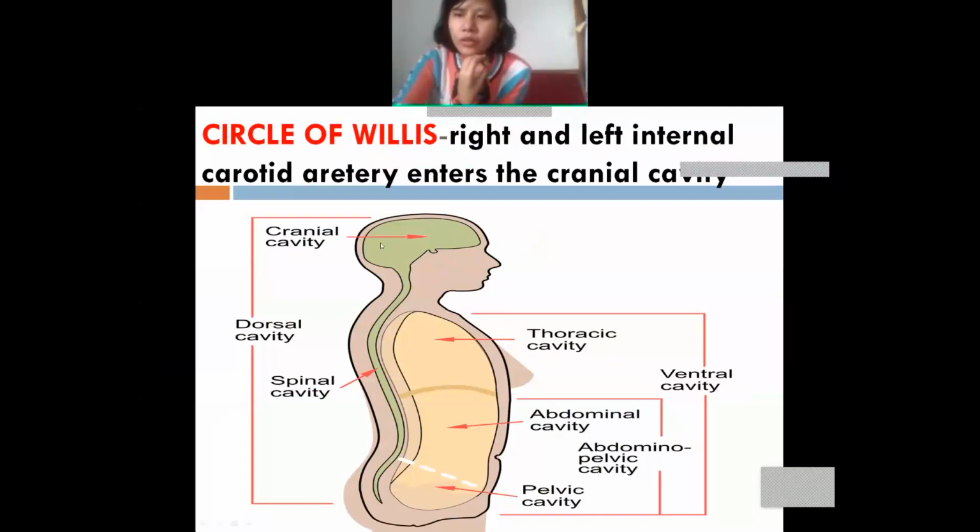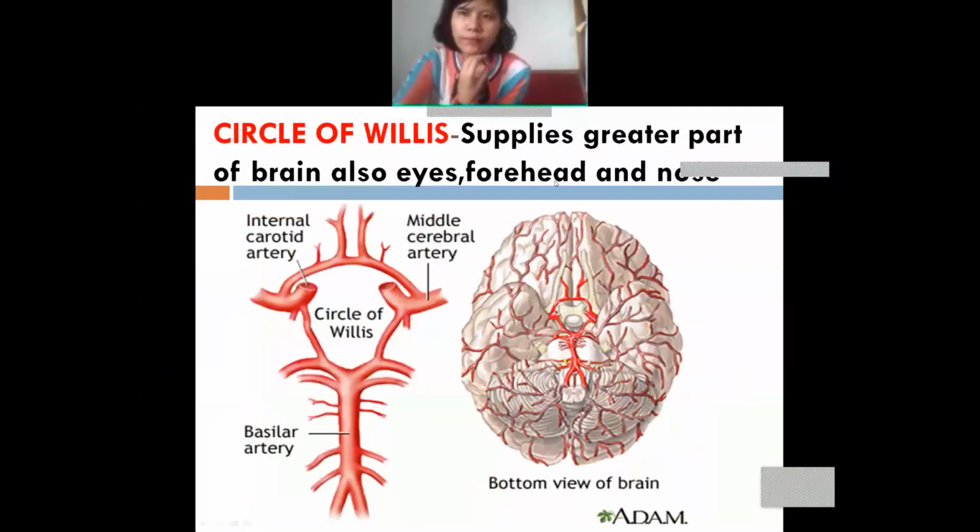Cranial cavity. And this is the circle of Willis, and this is the bottom part, the downside of the structure. And this circle of Willis, they supply blood to where? They supply blood to the greater part of the brain. This is your brain, and it supplies blood to the brain, and also your eyes, your forehead, and your nose. So in all these areas, they supply blood. That is the circle of Willis.